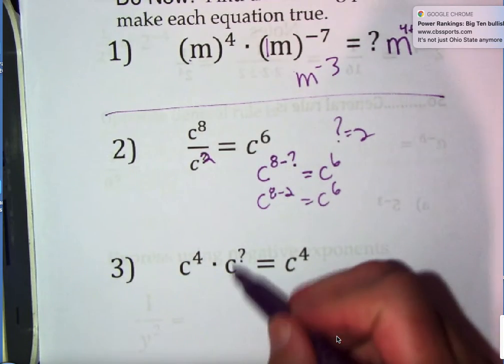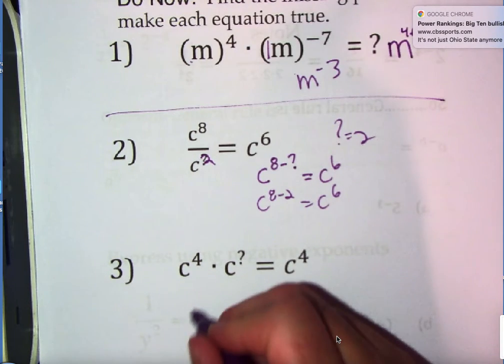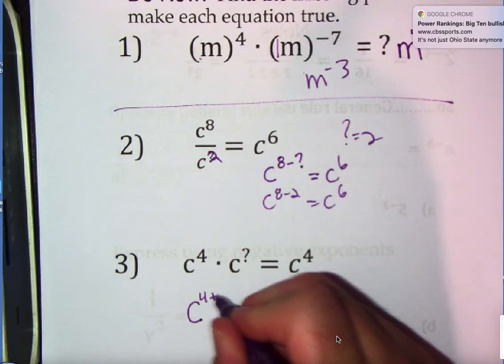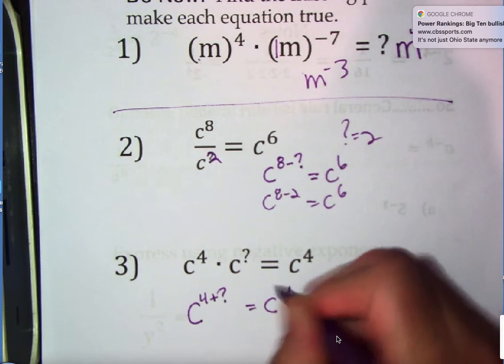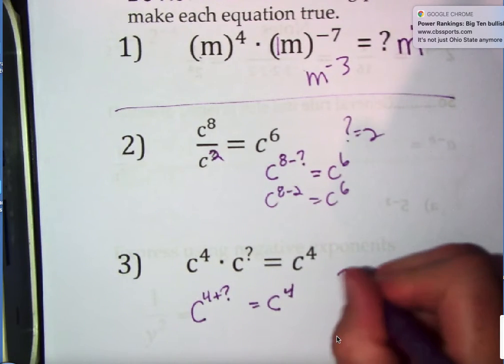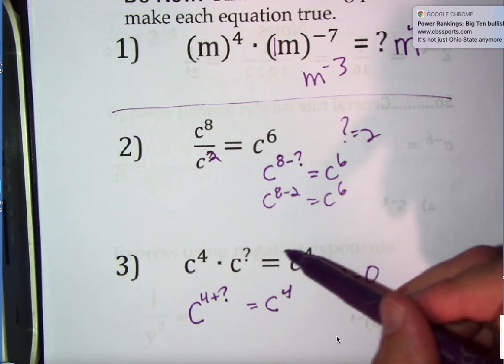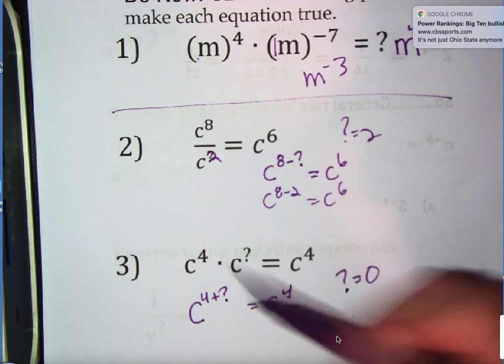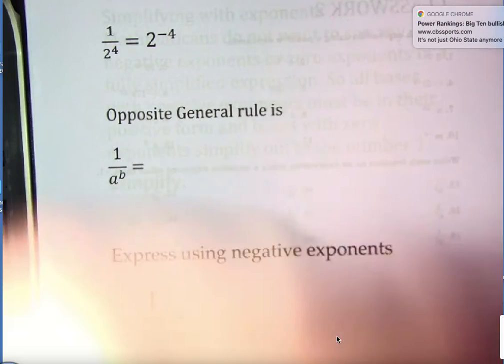And how about the last one? If we have c to the fourth times c to the what equals c to the fourth, again, the rule is keep the base the same and add the exponents. What's the only thing that the question mark could be? Well, it has to be 0, because c to the 0 times c to the fourth is c to the fourth. Great. Hope that went well for you.